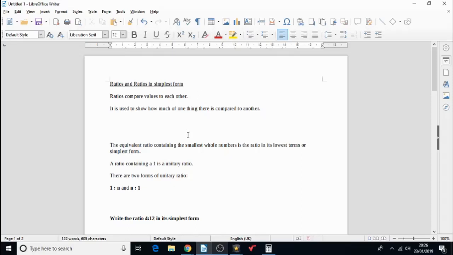Hello there, and I'm going to be talking about ratios and ratios in simplest form. Ratios compare values to each other. That's what ratios are for.